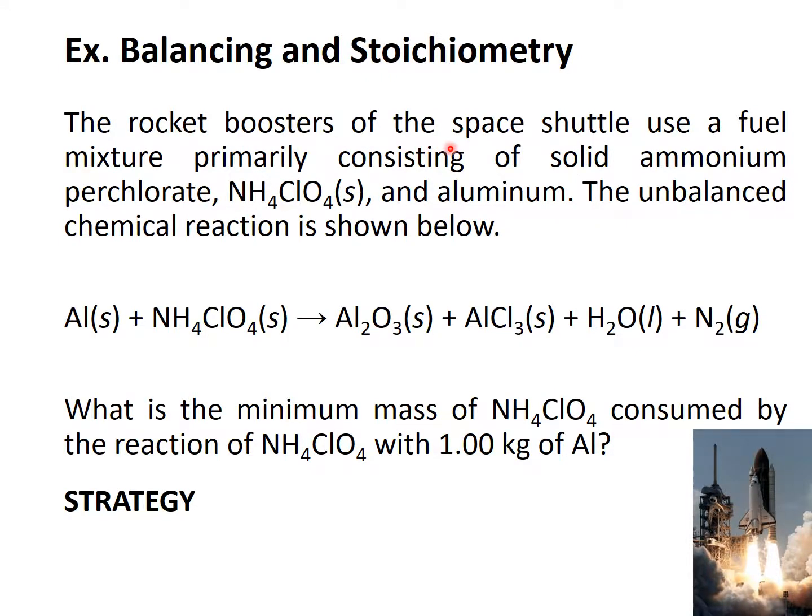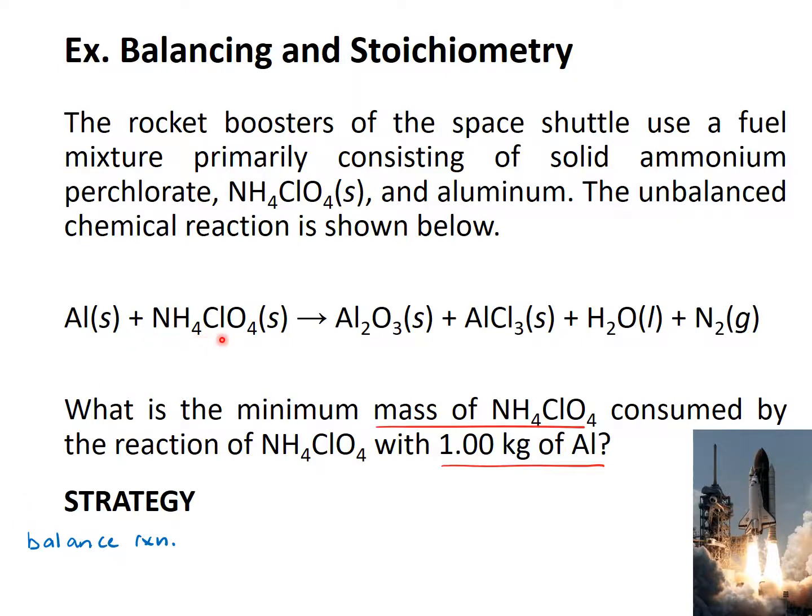Rocket boosters of the space shuttle use a fuel mixture primarily composed of ammonium perchlorate and aluminum. Given the unbalanced chemical reaction shown here, we are asked to calculate the minimum mass of ammonium perchlorate that is required to react with 1 kilogram of aluminum. So the strategy here is first to write the balanced chemical reaction. And we'll do this first before we continue with the rest of the question.